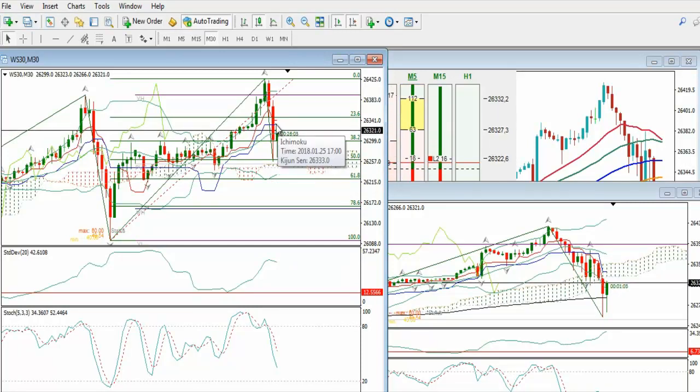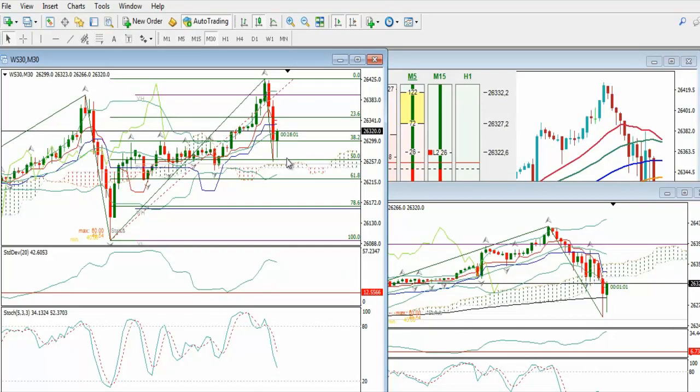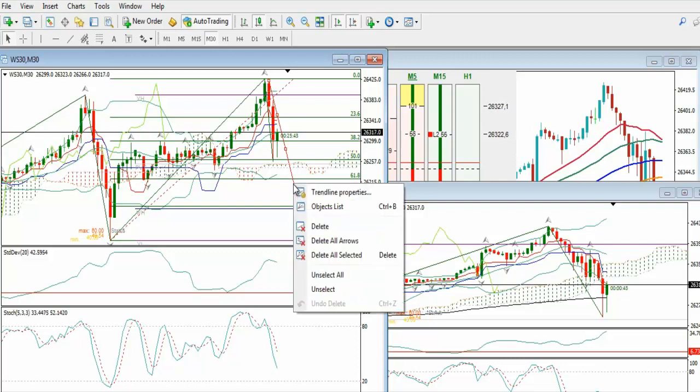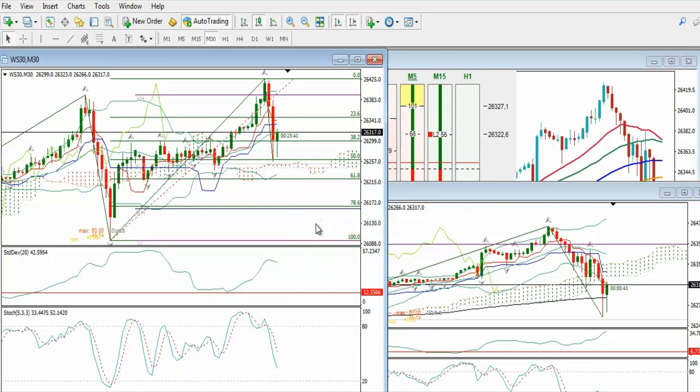The market now is trying to go above Kijunsen, but if you're a channel player and you draw a trend line right here, you know that if this trend line isn't broken, no long position can be taken at this point. You can take all the points.